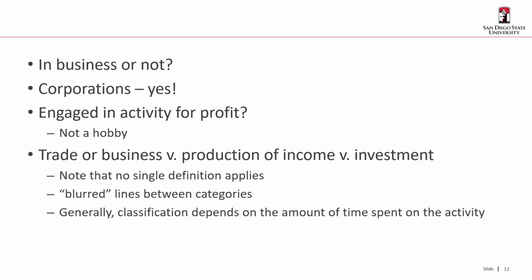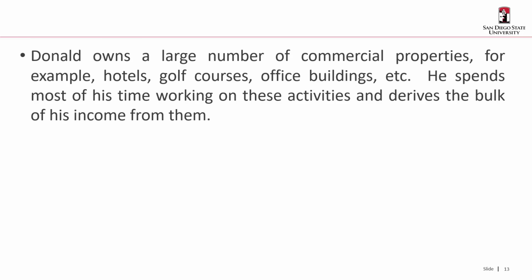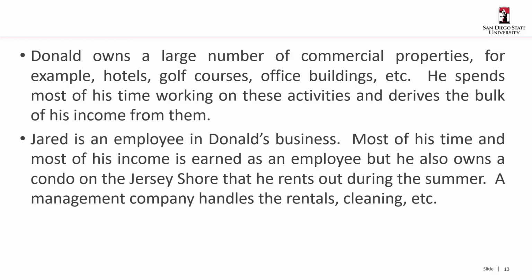And we're not going to unpack it a whole lot more than that, but there are some court cases with respect to this issue. So Donald owns a large number of commercial properties, for example, hotels, golf courses, office buildings, etc. And he spends most of his time working on these activities and derives the bulk of his income from them. Well, this certainly sounds like a trade or business enterprise, and it would be treated as one. In fact, it almost sounds like it could be more than one trade or business enterprise.